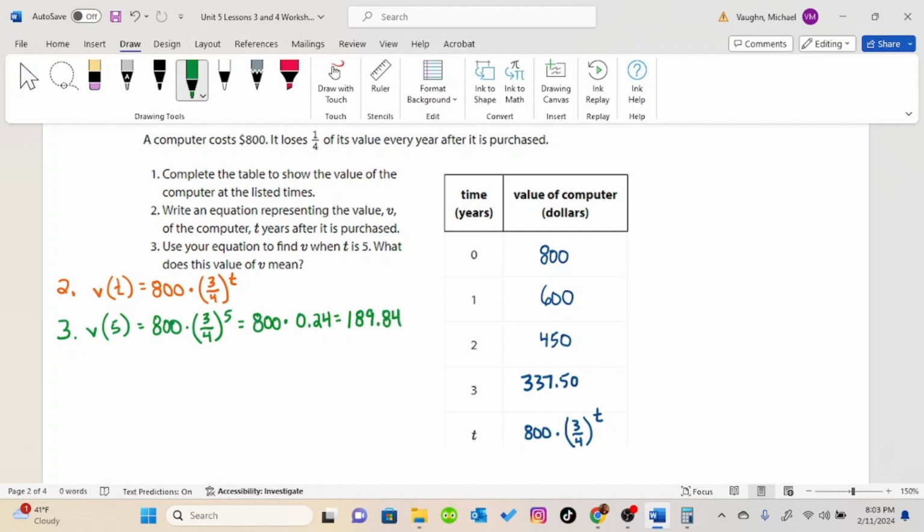This means after 5 years, the computer has a value of $189.84.